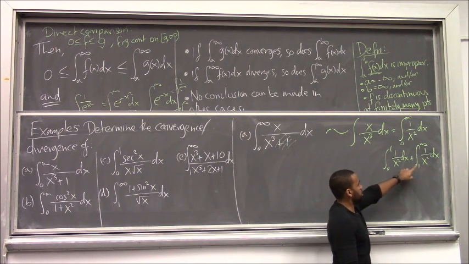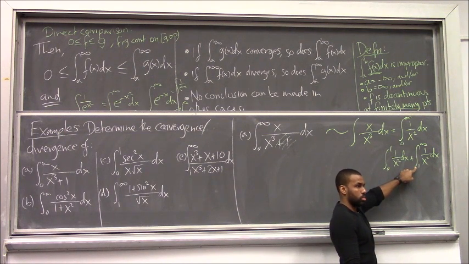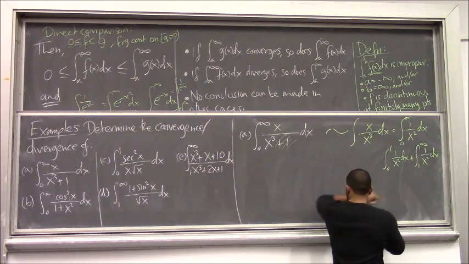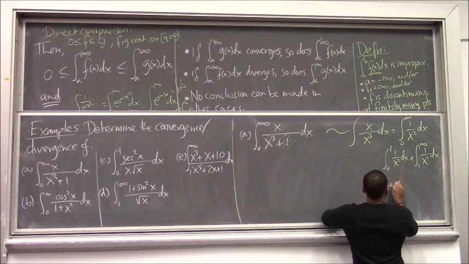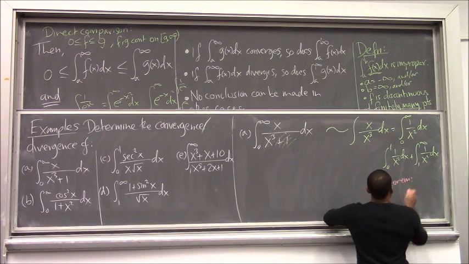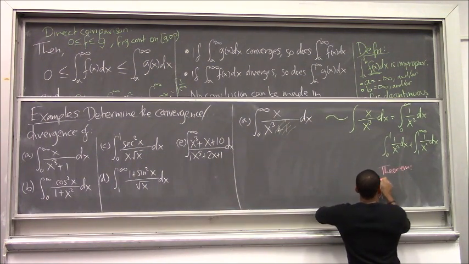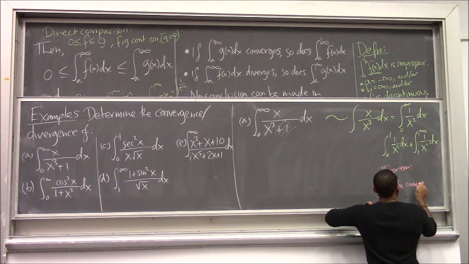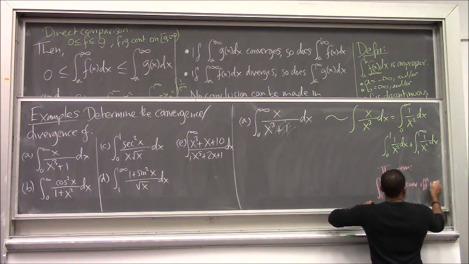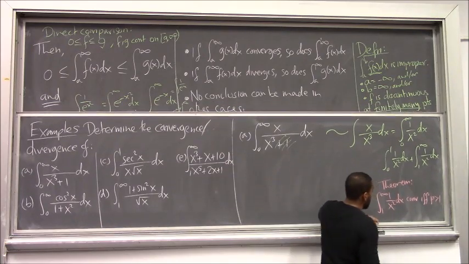Okay, so what do we know about this guy here? 1. Converge. That guy converges. How do we know it converges? So we had a theorem that says the integral from 1 to infinity of 1 over x squared converges if and only if your p is larger than 1. So we have a theorem. So that guy we actually know.